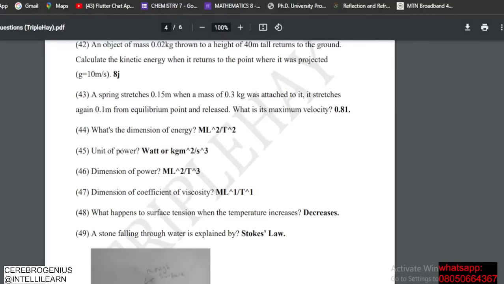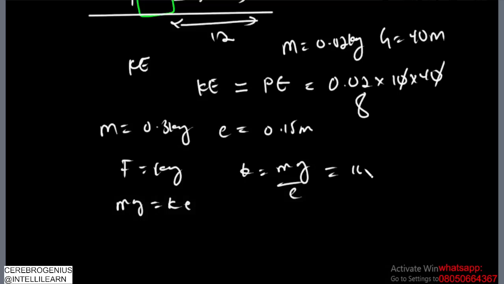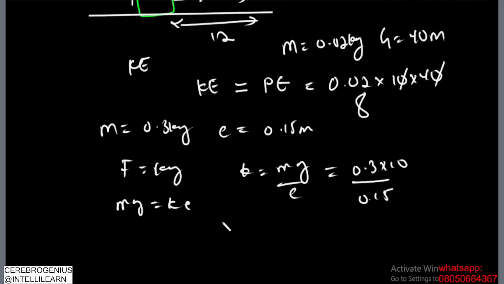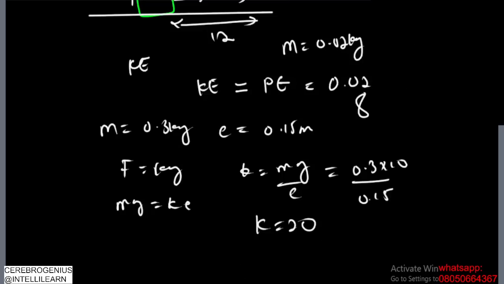Did they give us a value for g? Nope, so let's use 10. The mass is 0.3, so 0.3 times 10 divided by 0.15. 0.3 times 10 is 3, and 3 divided by 0.15 gives us 20. So our K is 20. Now the question is to find what?